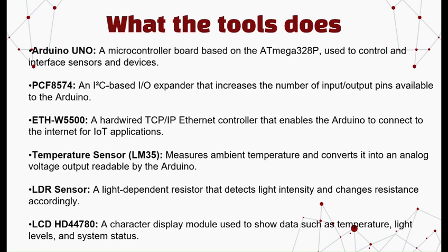Temperature sensor measures ambient temperature and converts it into an analog voltage output readable by the Arduino. LDR sensor, a light dependent resistor that detects light intensity and changes resistance accordingly. LCD HD44780, a character display module used to show data such as temperature, light levels, and system status.